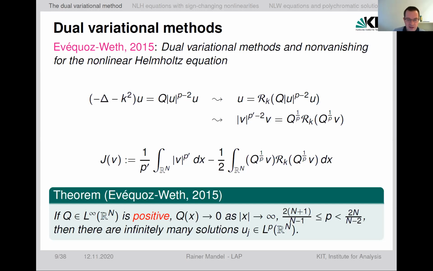Okay, there are further results in the literature, also some results for Q periodic, for instance. But still, the dual variational method is somehow limited to the case of positive Q, and that's what I want to discuss in the next section.